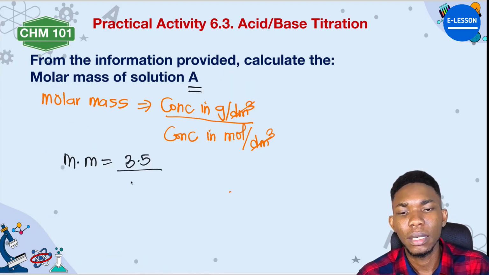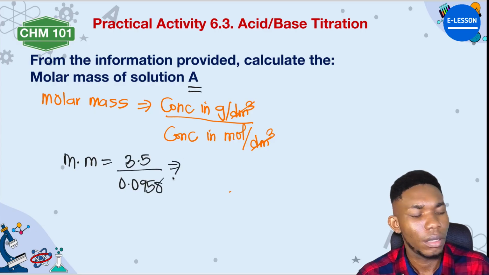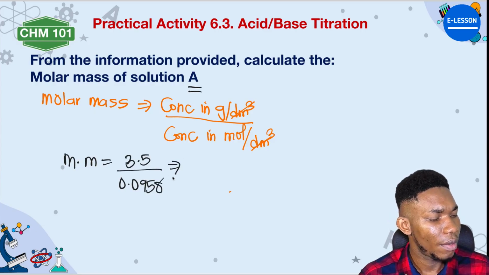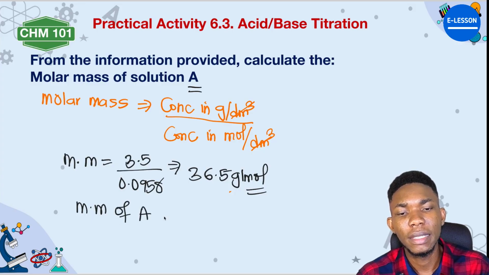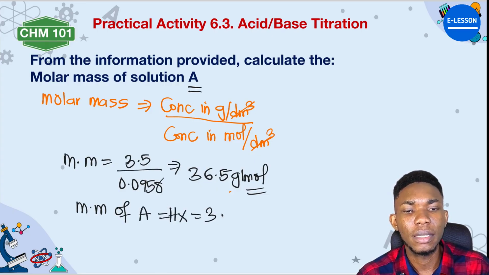So we come here and say 3.5 divided by 0.0958, which gives us 36.5 gram per mole. What does this information give to us? It's telling us that the molar mass of the acid, which was given as HX, is 36.5 gram per mole.